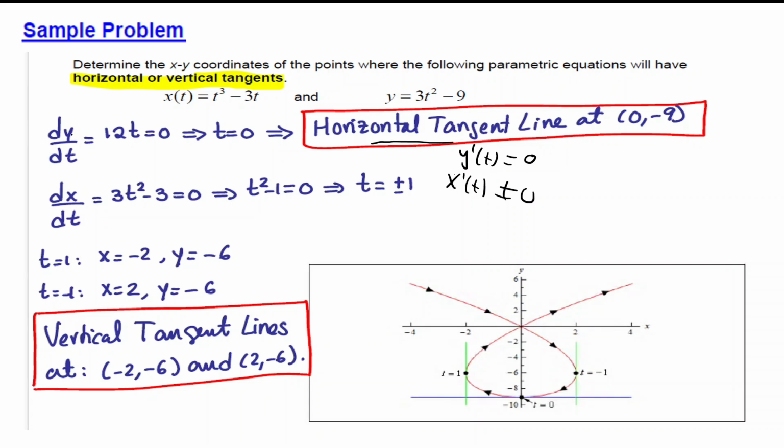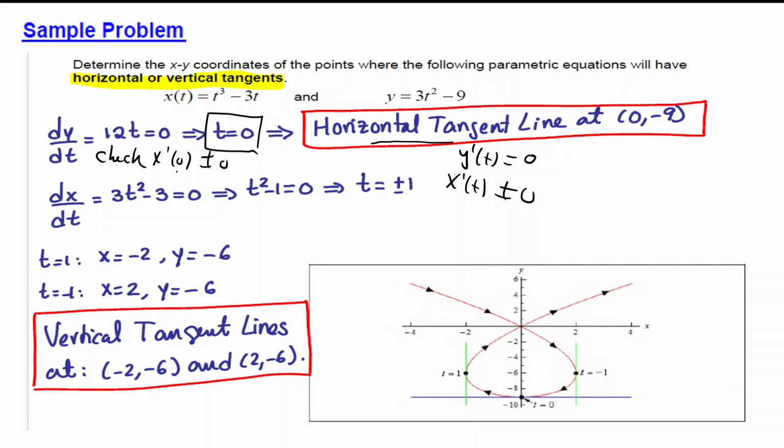We need y prime. y prime is 12t, which equals 0, so this is happening at t equals 0. We have to check, this is important, that x prime of 0 does not equal 0. Let's see. What's x prime? It's 3t squared minus 3.